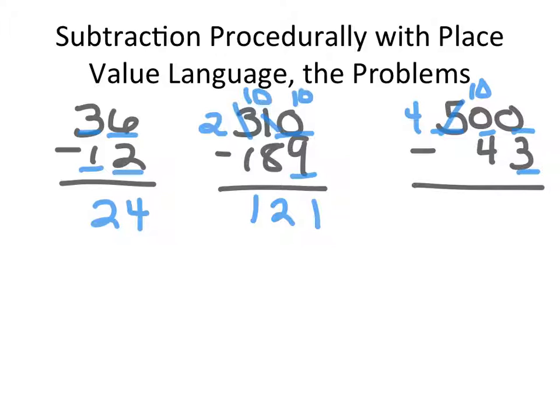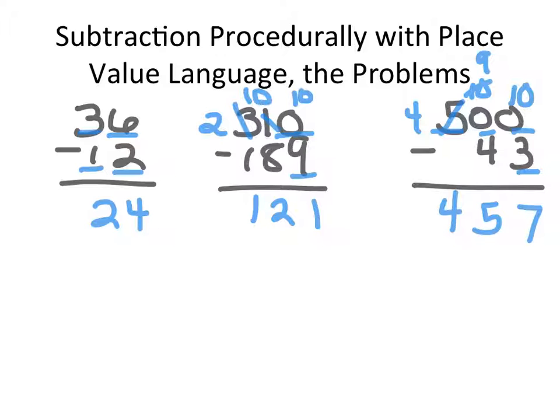But I still don't have any ones, so I'm going to take one of those tens, and I'm going to break it into 10 ones. Now I have 10 ones take away 3 ones, which is 7. 9 tens take away 4 tens, which is 5. 4 hundreds take away no hundreds, which is still 4. And my answer is 457.